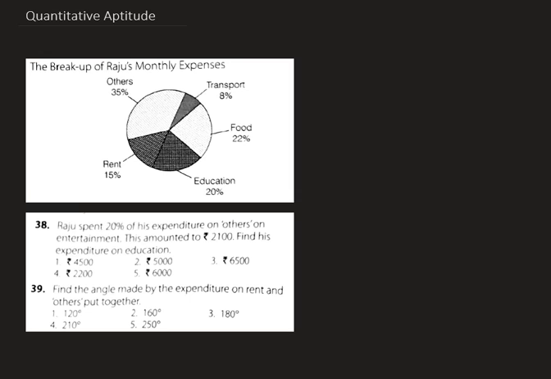So let's start with the first one. That is the breakup of Raju's monthly expense given here. His monthly expense on transport is 8% of his total income. In food, he spends 22%. In education, he spends 20%. In rent, he spends 15%, and 35% is spent on other items.